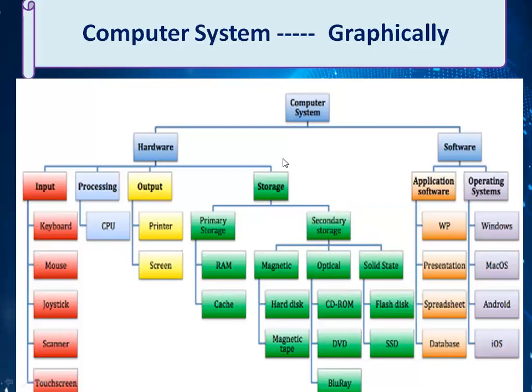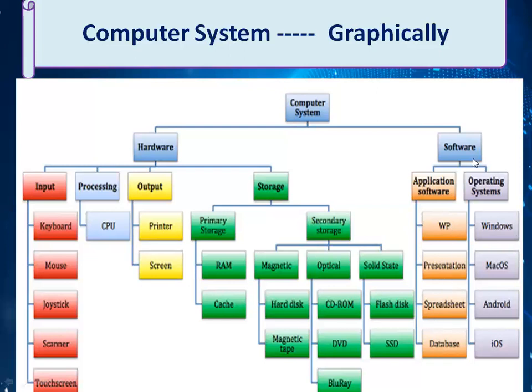Then we have another component of the computer system, that is software. Software can be classified into two major types: application software and system software or operating system. Application software is used to perform some specific task. We have different types of application software, like word processor, spreadsheet, presentation, database, and so on.